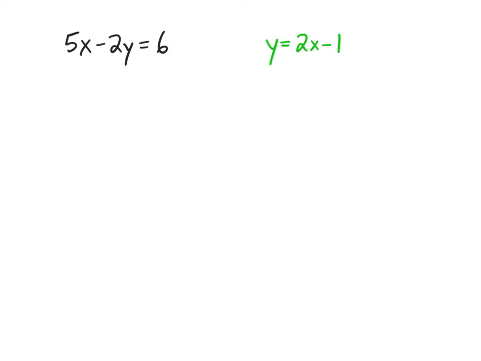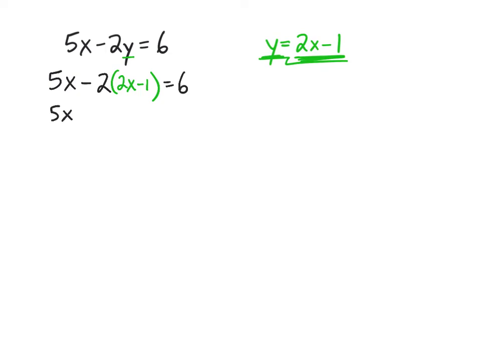All right, so I've got 5x minus 2. I'm going to go ahead and sub in the y. Why? Because the y is solved for. So I'm going to plug in the same thing. These are both equal. The y is equal to 2x minus 1. So instead of y, I'm writing 2x minus 1. They're equal, so I'm allowed to do that.